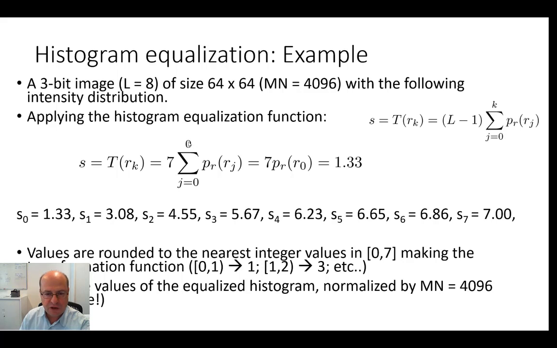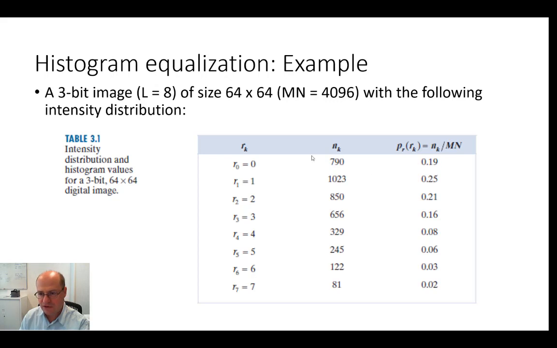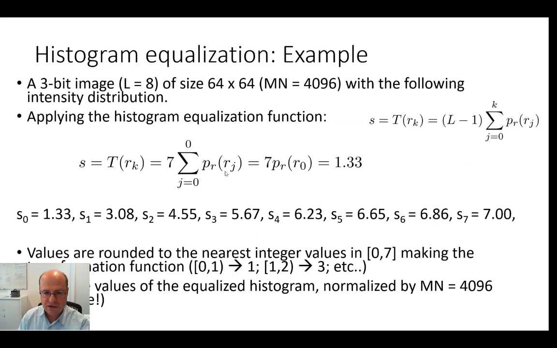So let's pick up pixels with value 0 intensity and sum all of them. How many pixels are there of intensity 0? I'm not talking about the number of pixels, I'm talking about the rate of pixels in the image with intensity 0. That would be 0.19, then 0.19 multiplied by 7 is 1.33. That's the first intensity value of the output image.